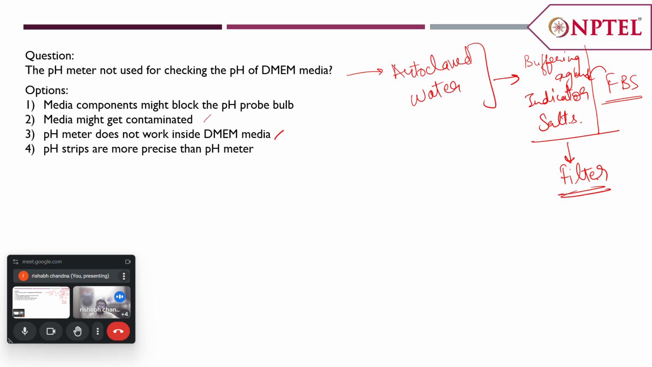Generally we do not use a pH meter here to check the pH because the media components that we have might block the pH probe, because we have different particulate matter present inside the media. So this is the major reason why we do not use the pH meter to check the pH of this particular DMEM media. So the correct answer is option number one. There are chances that media can get contaminated, but that is not the correct reason for me.